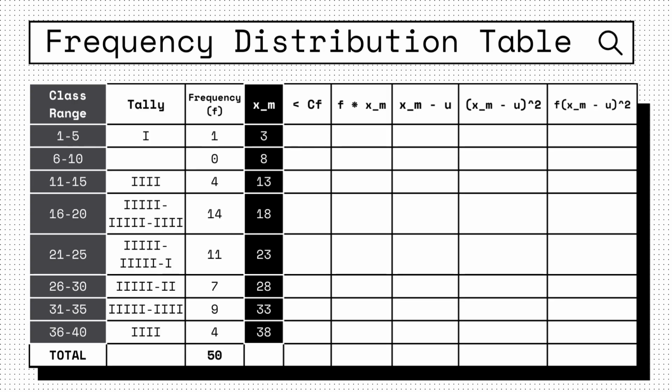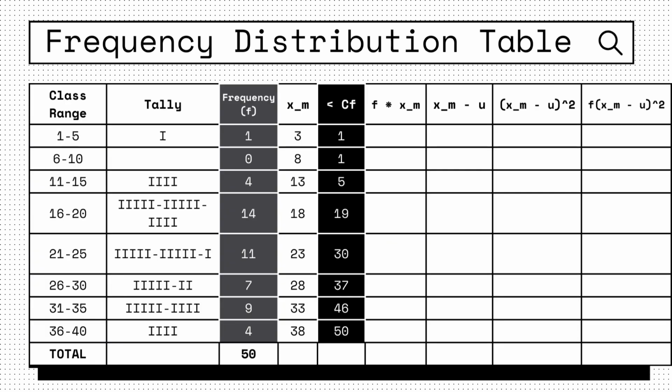For the fourth column, we will identify the X sub M or midpoint. To identify the X sub M, we need to find what number is in the middle of each class range. The midpoint of 1 to 5 is 3 because the number is in the middle. 6 to 10 is 8, 11 to 15 is 13, 16 to 20 is 18, 21 to 25 is 23, 26 to 30 is 28, 31 to 35 is 33, and lastly, 36 to 40 is 38.